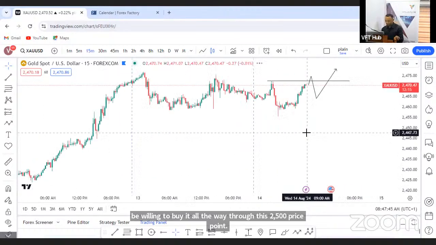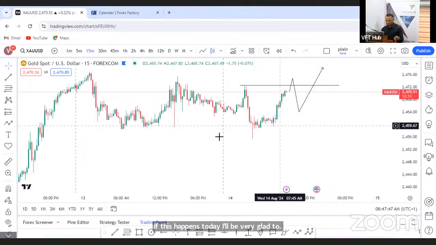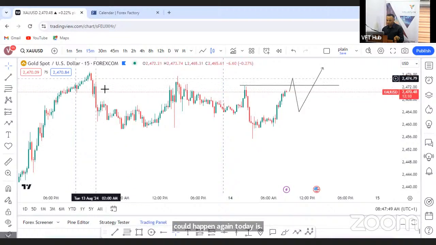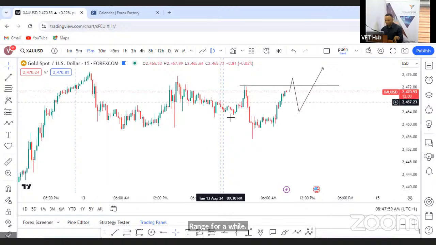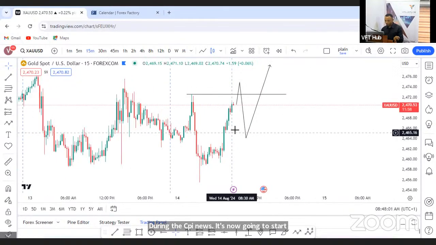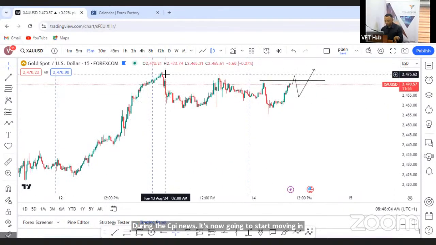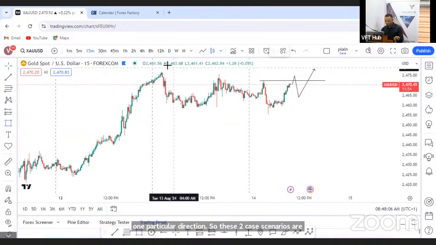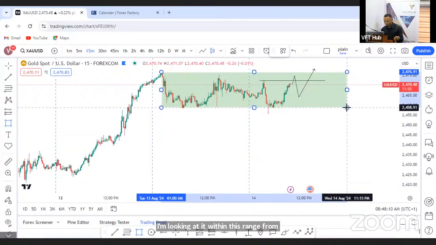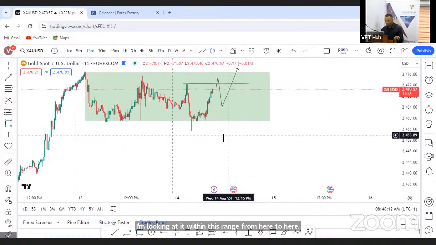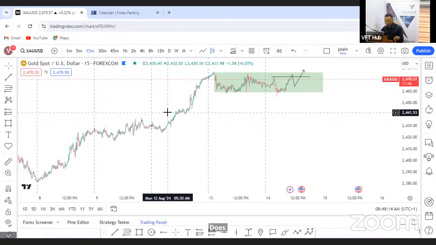All right. Another thing that could happen today is we might see gold stall because of the CPI news release we're expecting. So we might see dollar pairs range for a while during the CPI news before it starts moving in one particular direction. So these two case scenarios are what I'm building up for gold. I'm looking at it stalling within this range from here to here. It has been doing that. Price has not given any clear direction out of this range yet. And this range started yesterday.